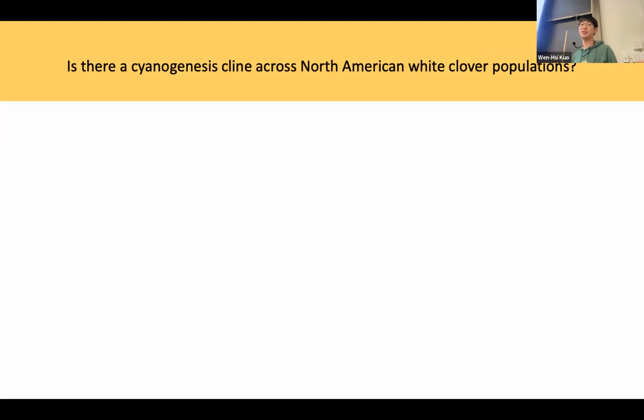So to conduct a landscape genomic study, we did the most comprehensive sampling to date in North America, including 415 individuals from 43 populations. First, we want to investigate the consistency with the previous study. Is there a cyanogenesis cline across North American white clover populations, just as the previous study found?